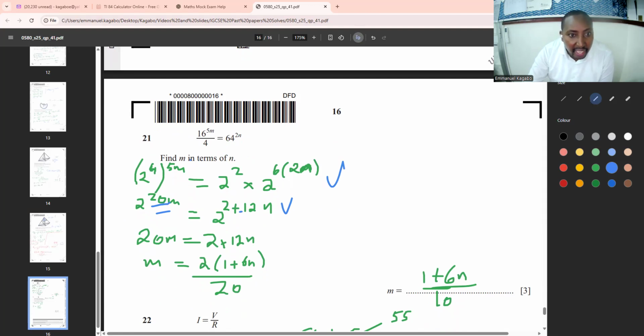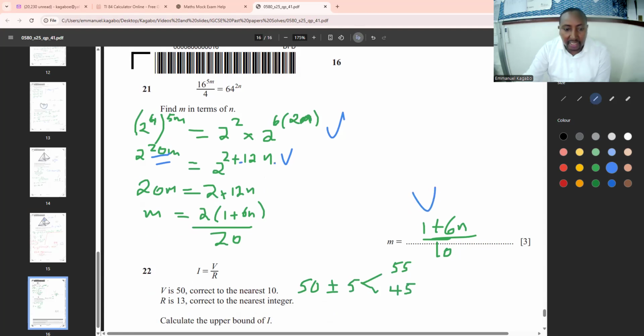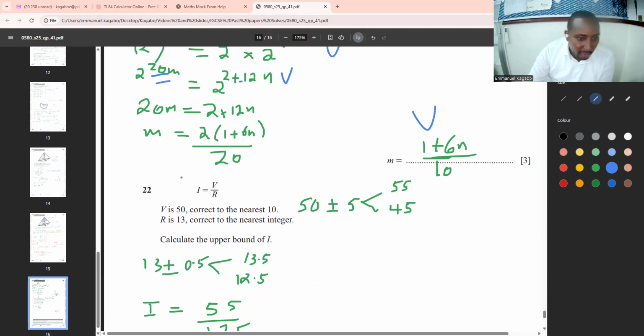Now, they told me to find m in terms of n. So divide by m both sides, then I factorize 2. So this will be my answer. Very good. Okay, fast forward.